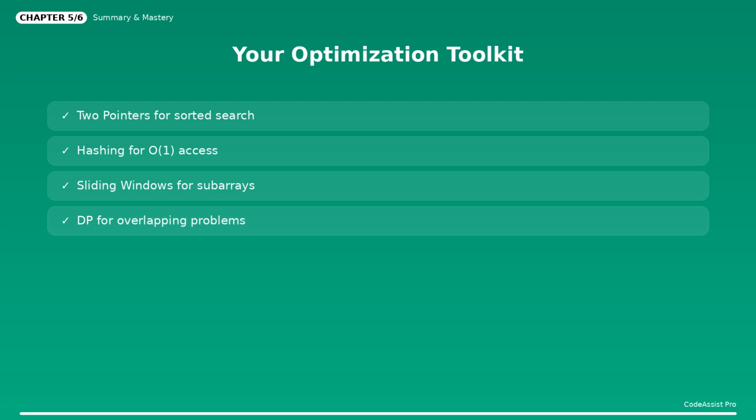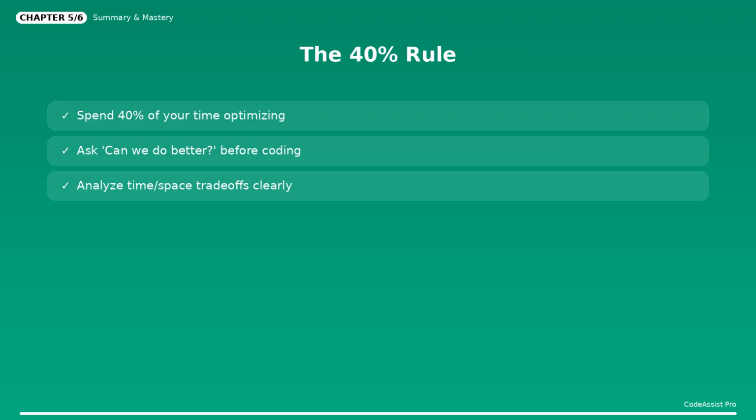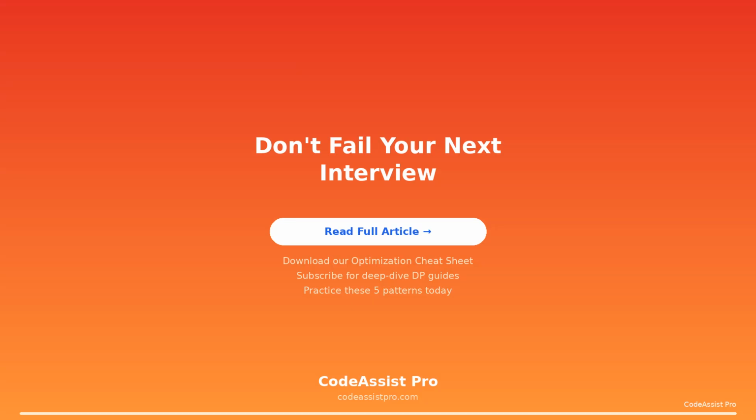Top candidates spend 40% of their interview time optimizing, not just typing. Before you write a single line of code, ask yourself, is there redundant work? Is there a faster lookup? Mastery of these patterns is what separates the veterans from the juniors. If you walk into your next interview without practicing these patterns, you're leaving your career to chance.